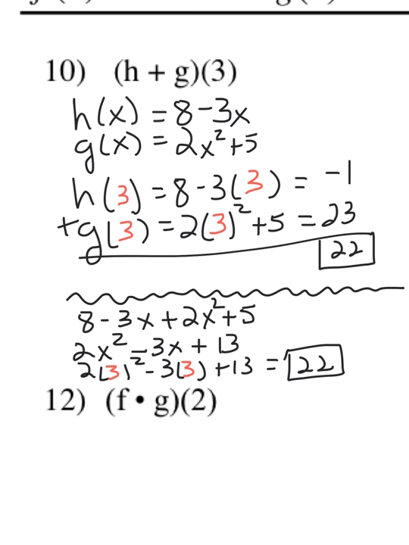The second way to do this, if you prefer it this way, you can combine like terms of the two functions together first. So here I get 2x squared minus 3x plus 13, and then plug in the 3 into your function and then simplify, and again, you should get the same number, 22. You only have to pick one of these ways. Whichever one is easy for you, that's the one you should do. And that's all there is for combinations. In the next video, we will look at function composition.